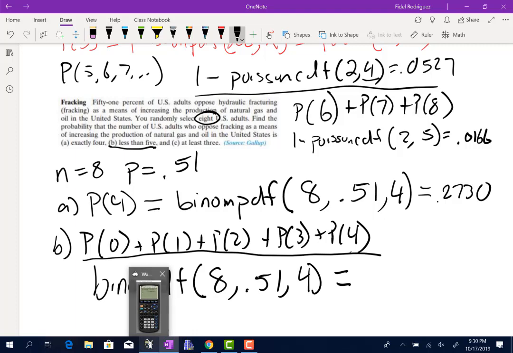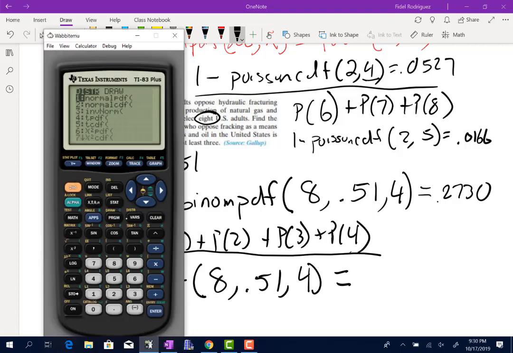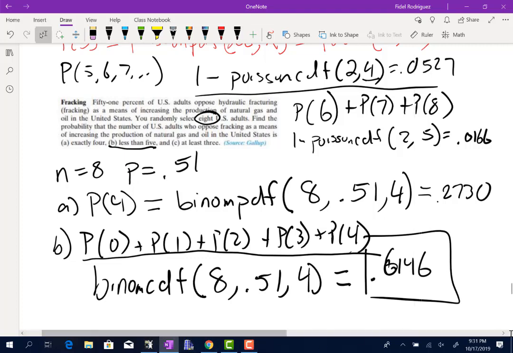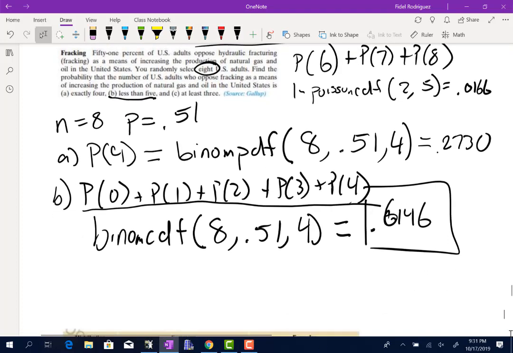Okay. So let's get the calculator going. Second vars. Scroll, scroll, scroll. 8, comma, 0.51, comma, 4. Okay. Enter. Okay, so now I'm coming up with 0.6146. 6146. Okay. And guys, I'm going to do one more here.